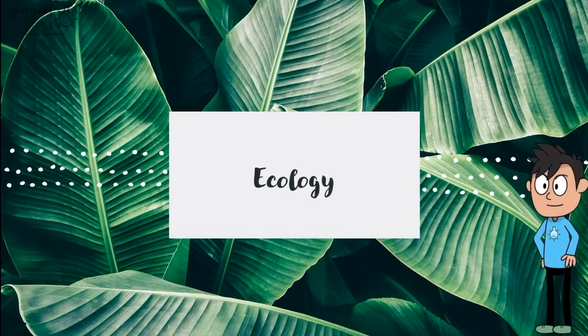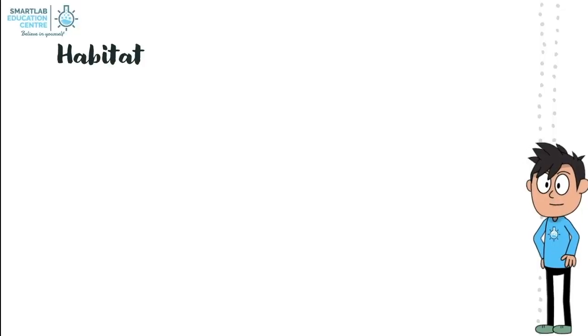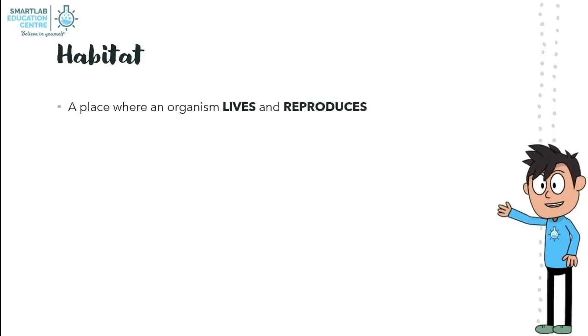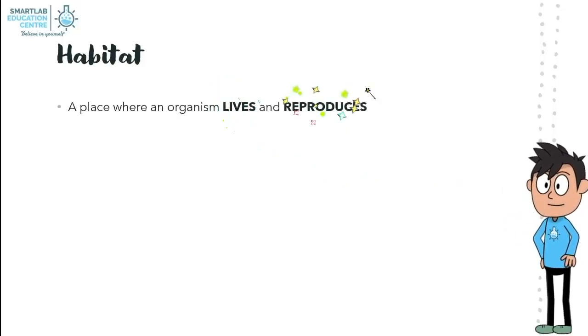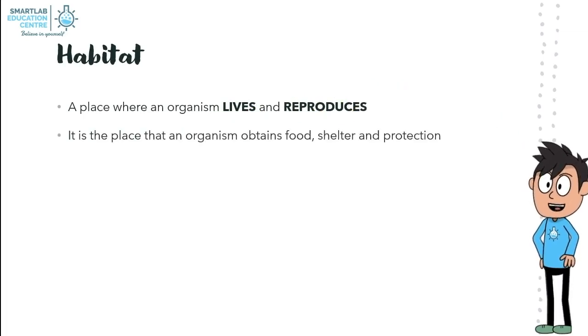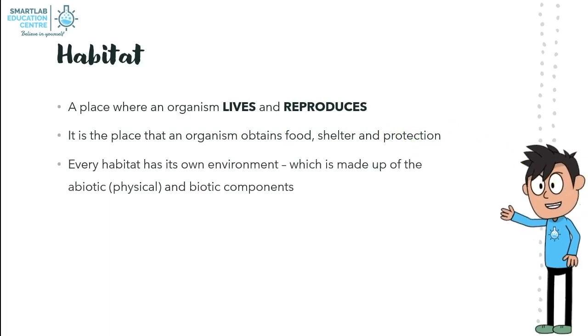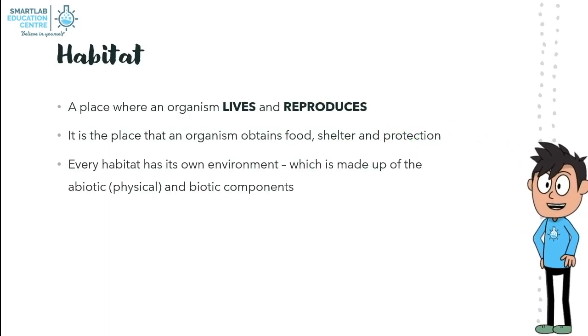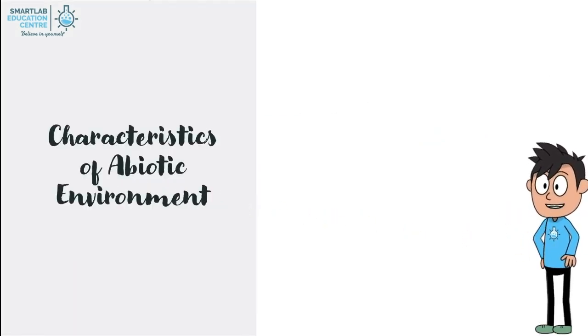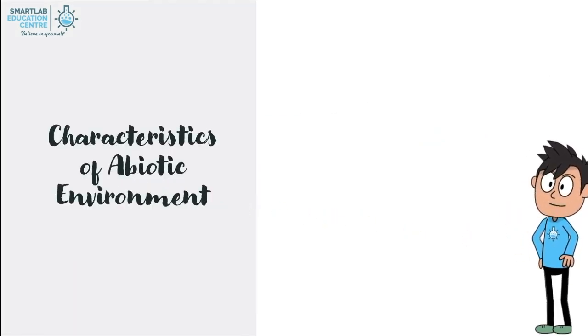Ecology. What is habitat? It is a place where an organism lives and reproduces. It is also the place where an organism obtains food, shelter, and protection. Every habitat has its own environment, which is made up of the abiotic and biotic components. We will now take a look at the various characteristics of the abiotic environment.